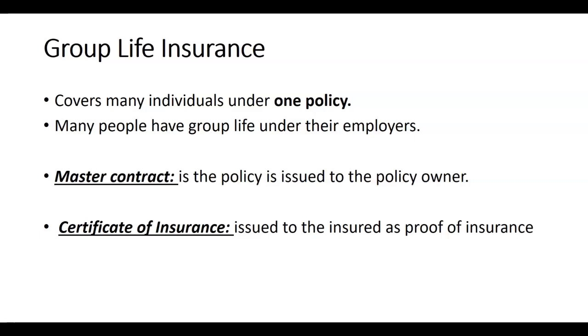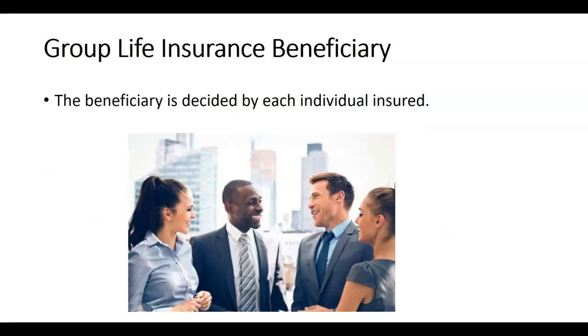The master contract is the policy that is issued to the policy owner. And a certificate of insurance is what the employee is normally issued that shows they have proof of insurance. With life insurance beneficiary, of course, the individual insured has the right to choose who the beneficiary is. The employer doesn't have that right, the policy owner doesn't have that right. When it comes to group life insurance, the individual insured gets that right.